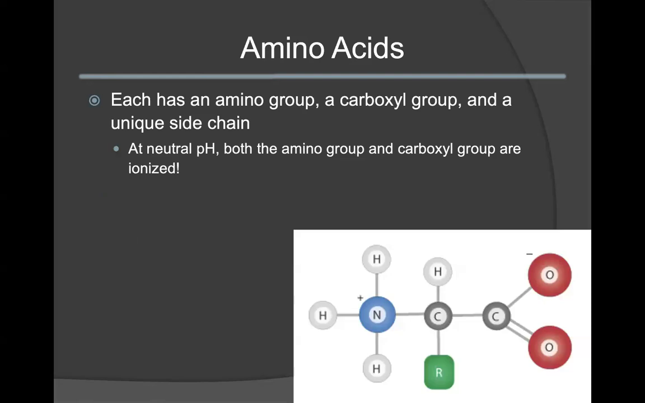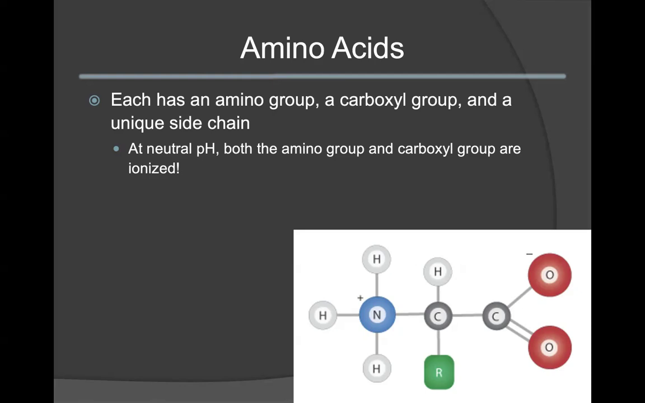Let's take a look at the monomer units involved and how these amino acids get connected together to form a polypeptide chain. If you recall from our earlier presentation on functional groups, each amino acid has an amino functional group as well as a carboxyl functional group. They also contain a unique side chain.